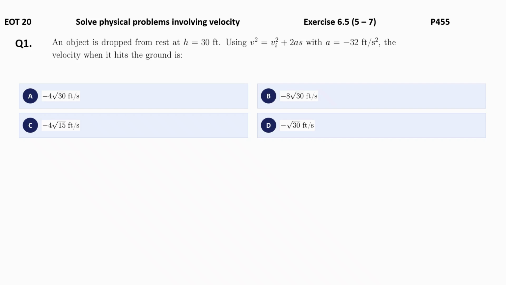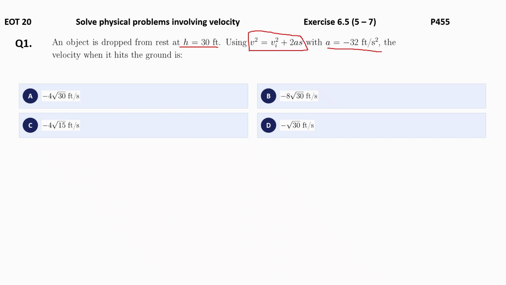The formula given is v square is equal to vi square plus 2as. Sometimes they'll give the formula directly. If not, let's memorize this one. Okay? And how to approach this question? Already the height is given as 30 feet. The formula is given. In case it's not given, please memorize it.